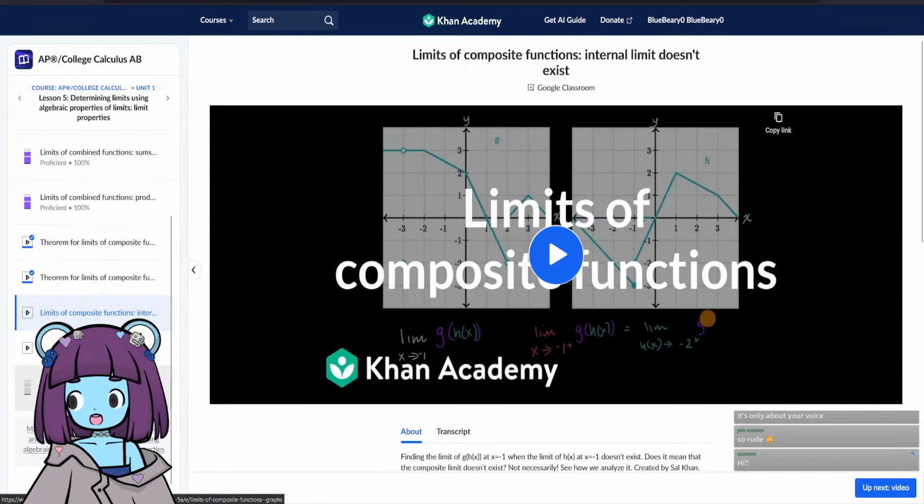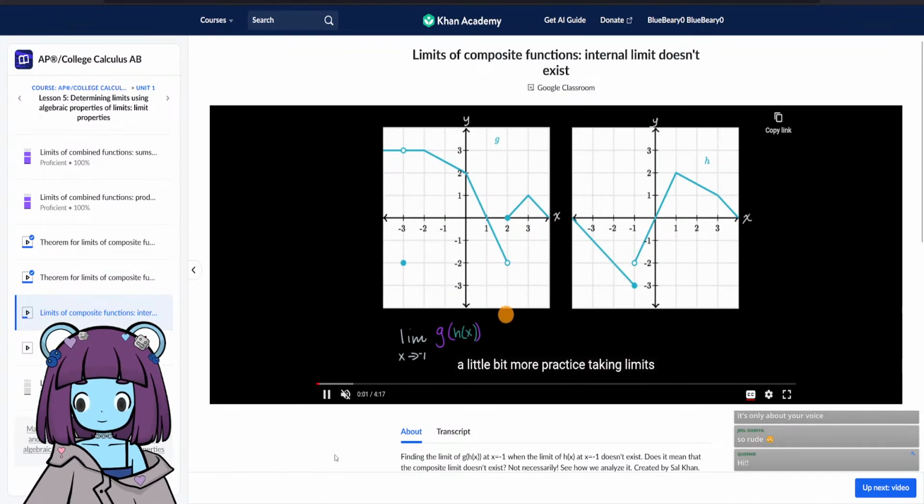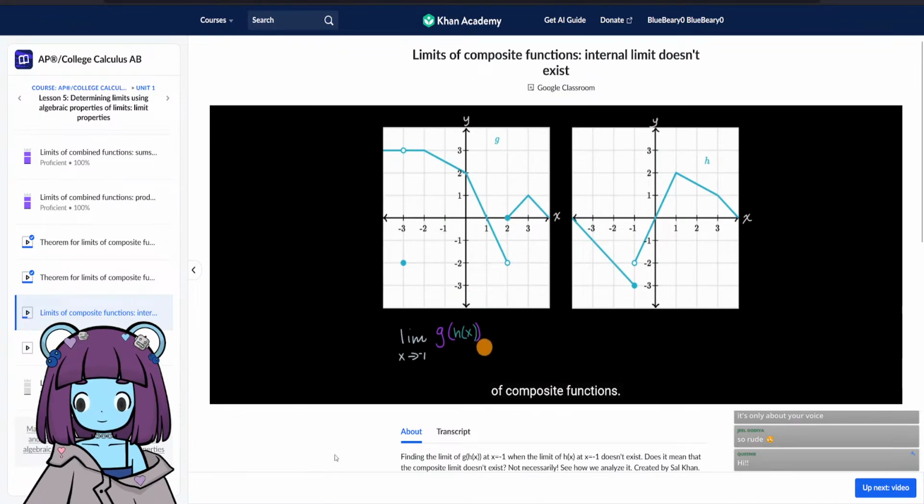Doing a similar analysis. I'm gonna do this exercise and I think I'm gonna end the stream there. Of composite functions. Here we want to figure out what the limit is.